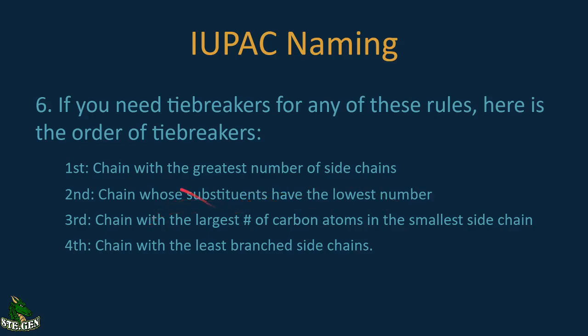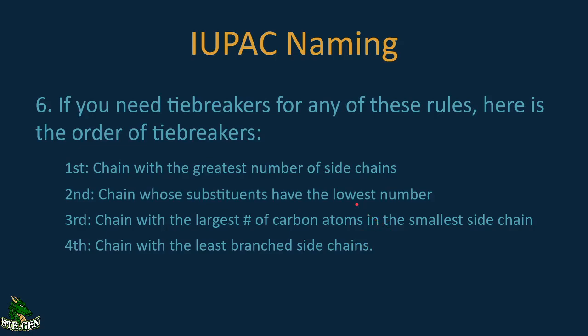So if you number it from one direction and you number it from the other direction, they both have a methyl on carbon number 2, but from one direction there is another methyl on carbon 3, and the other one there's not a methyl until carbon 5. You would number from the side that will give you the lowest total number. Third tiebreaker is the chain with the largest number of carbon atoms in the smallest side chain. So you find whatever the smallest side chain is and count the number of carbons in that.